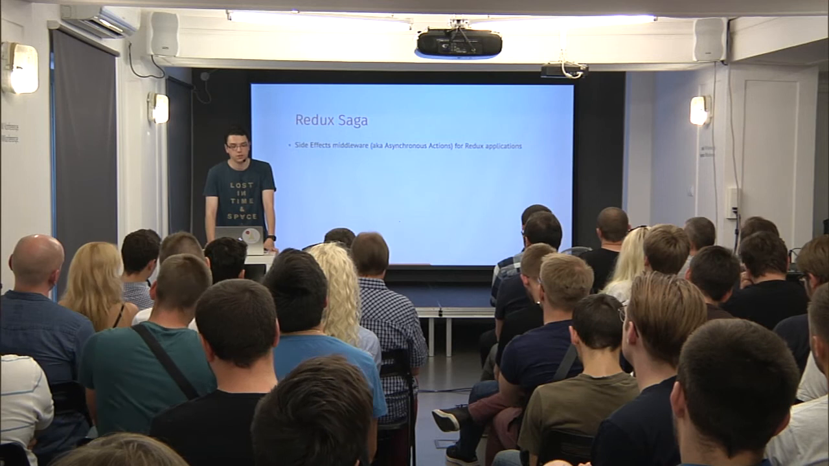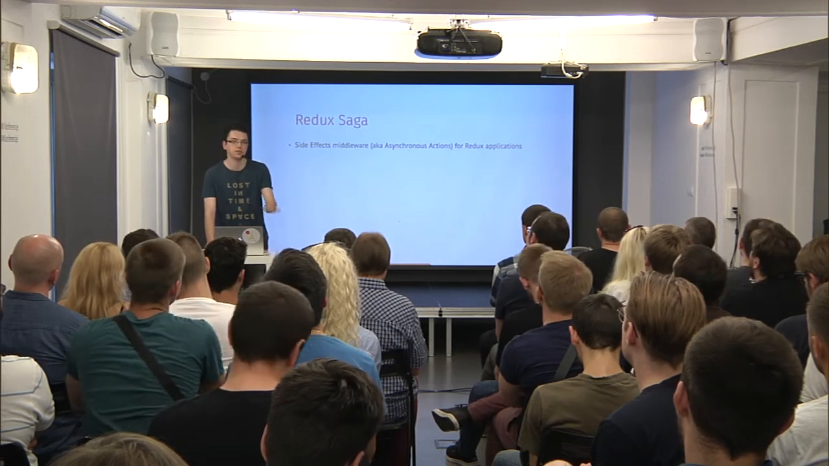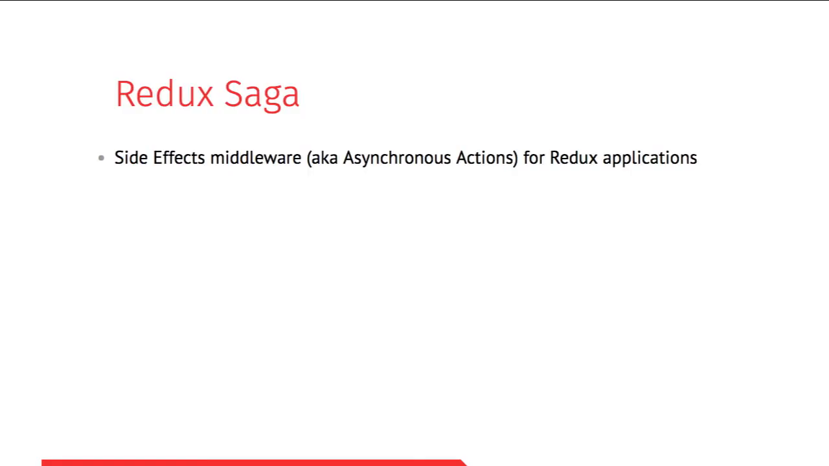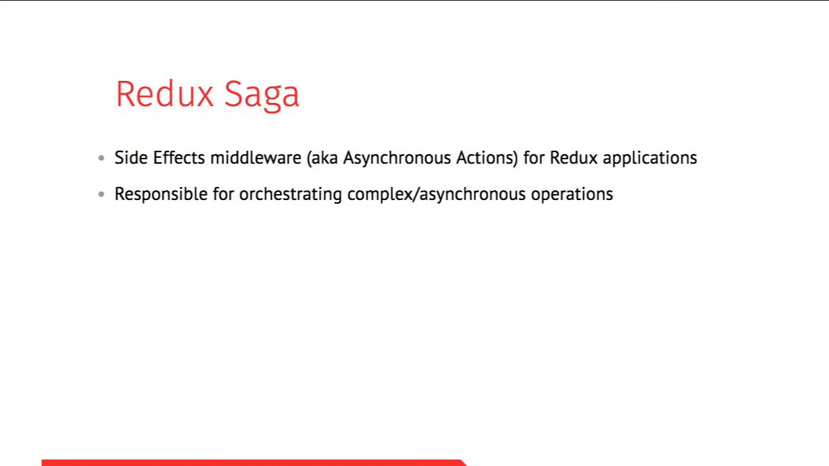It's a side effects middleware, also known as asynchronous actions for Redux applications. It's responsible for orchestrating complex asynchronous operations. It's composable. It's really important because you can create small sagas and then connect them into one.